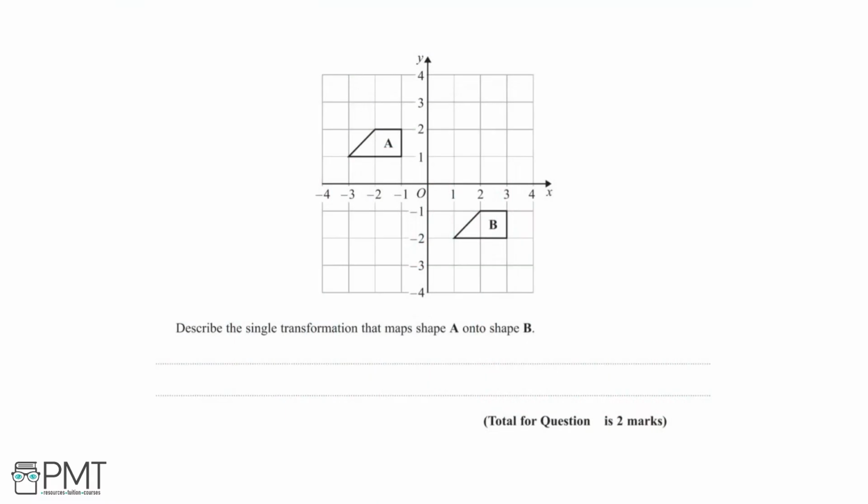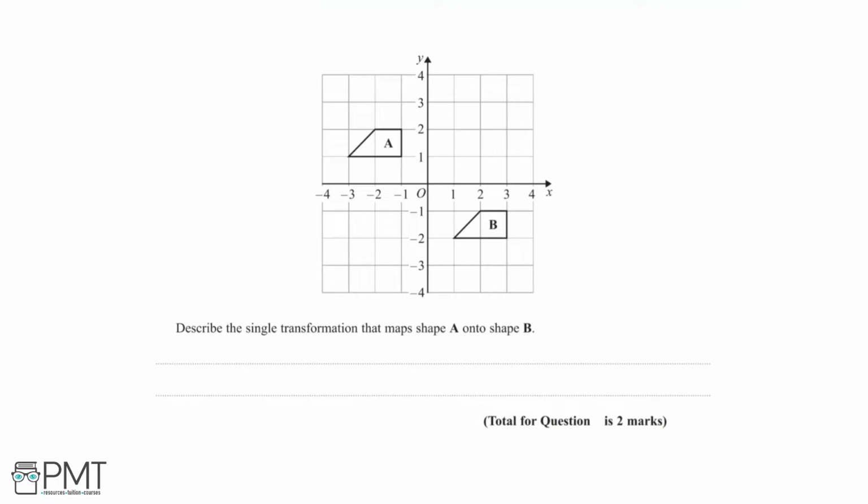In this question, we're asked to describe the single transformation that maps shape A onto shape B. So the first thing that we can see is that this transformation is a translation, because shape A and shape B are the same size and are in the same direction. Shape B has simply been moved from its original space to a different space.